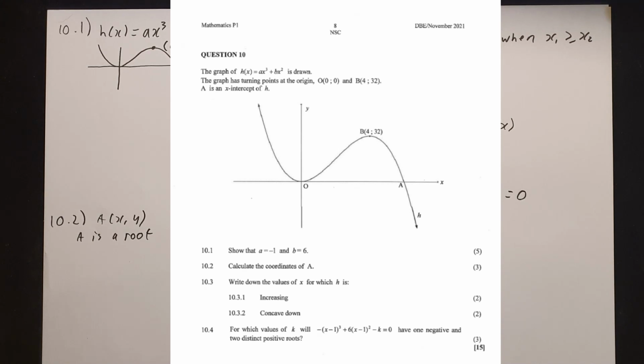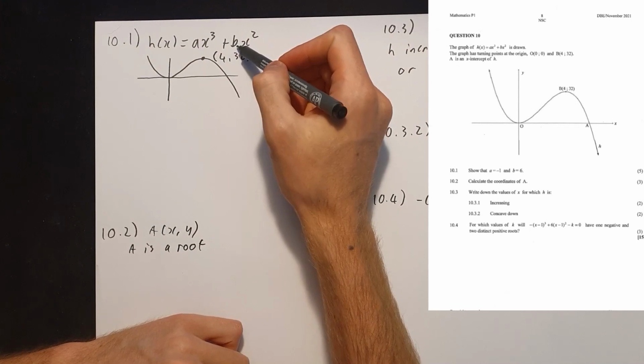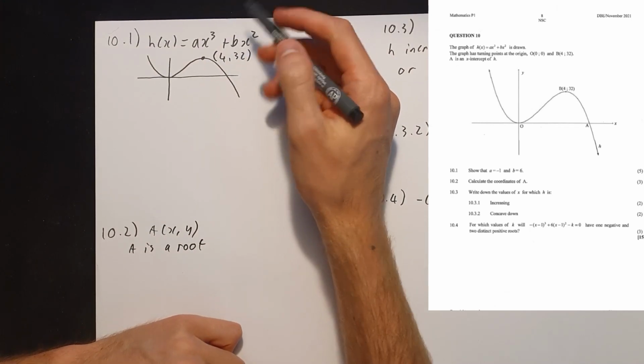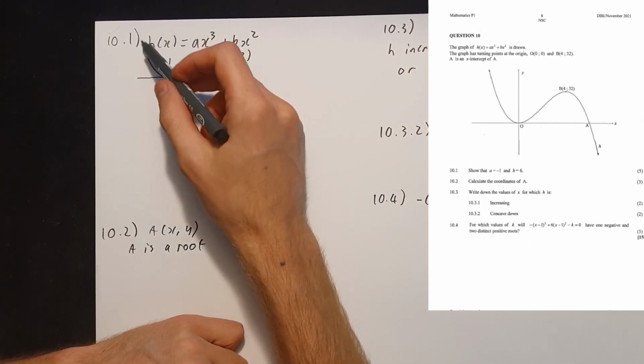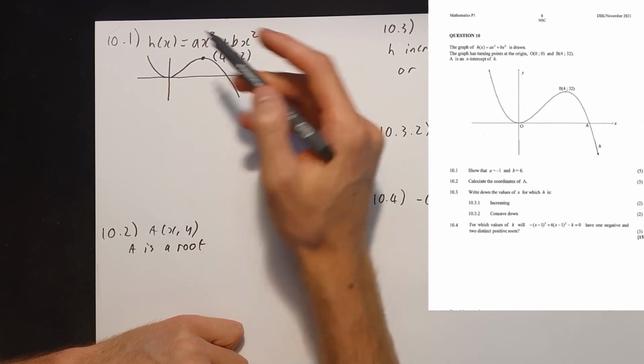Okay, and then it says A is an x-intercept of h. So 10.1 says show that a equals -1 and b equals 6. Okay, so we've got two unknowns here that we're dealing with, a and b. So we need two equations. So the first equation is just using this one as is, but now what do we know? We know that this point here is (4, 32).